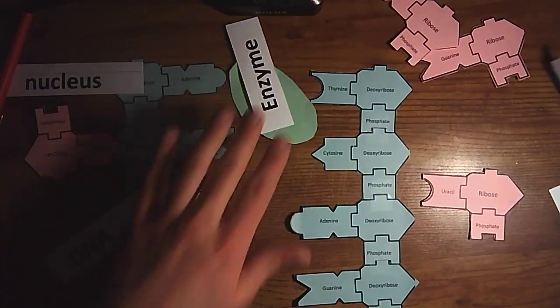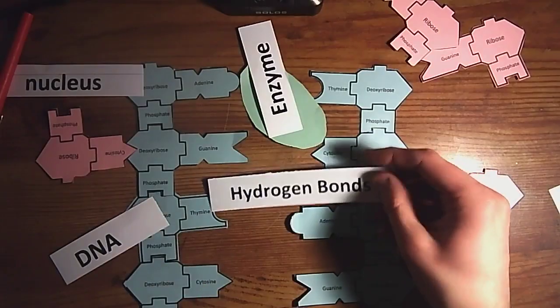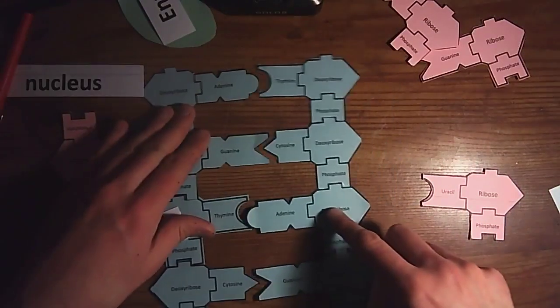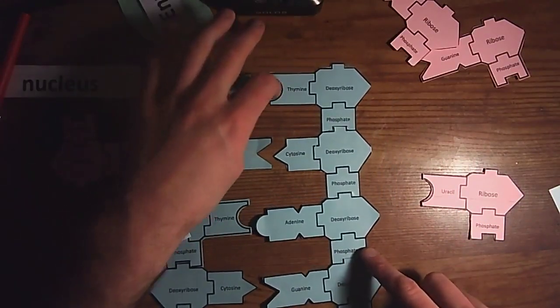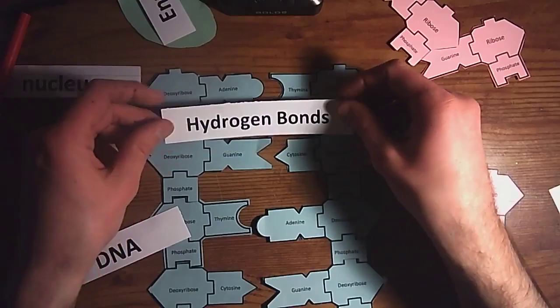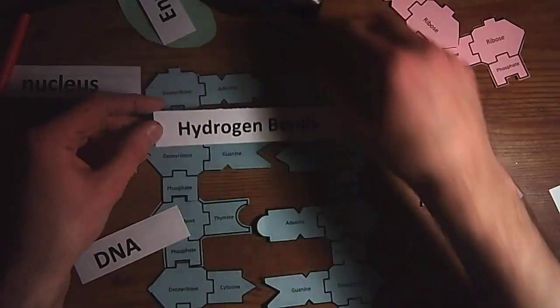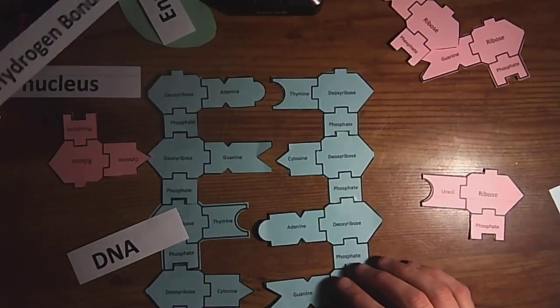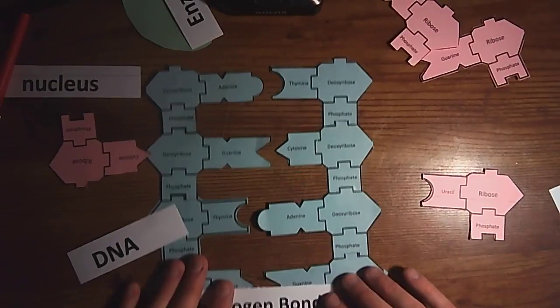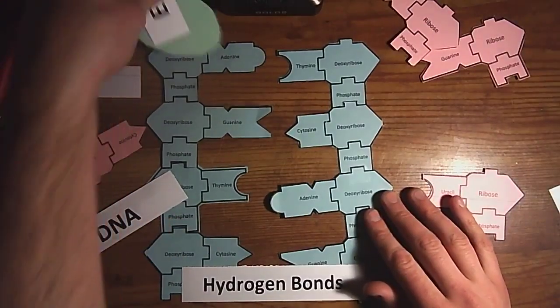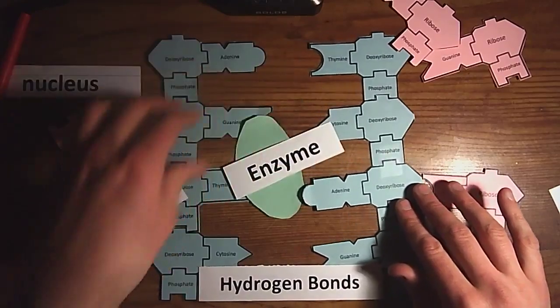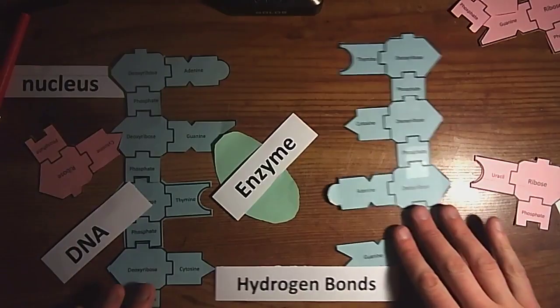Now, how does it separate the molecule? It breaks the hydrogen bond. So remember that the two strands of DNA are held together by hydrogen bonds. I'm not going to draw them on my desk, I don't have paper clips with me right now. This enzyme is going to come in, break those hydrogen bonds, and it's going to start to separate my DNA molecule.